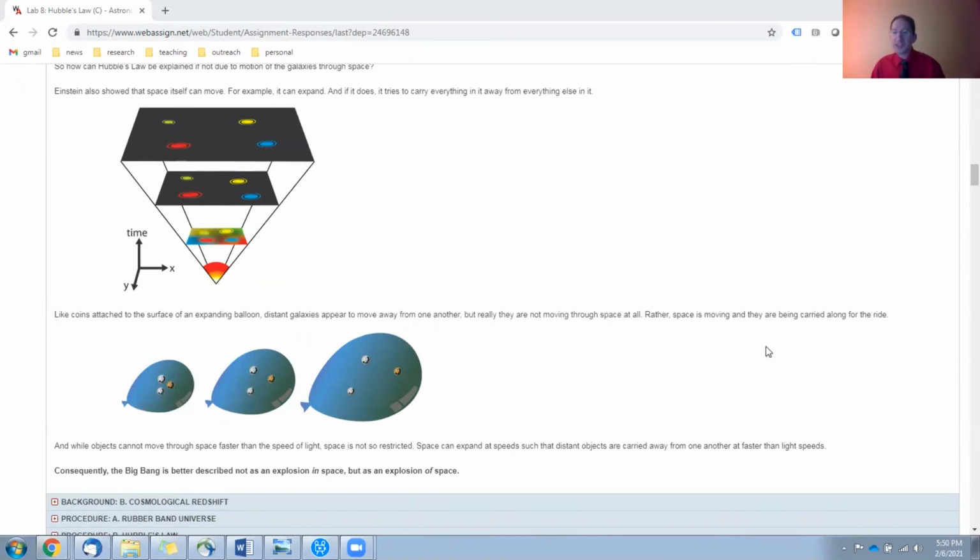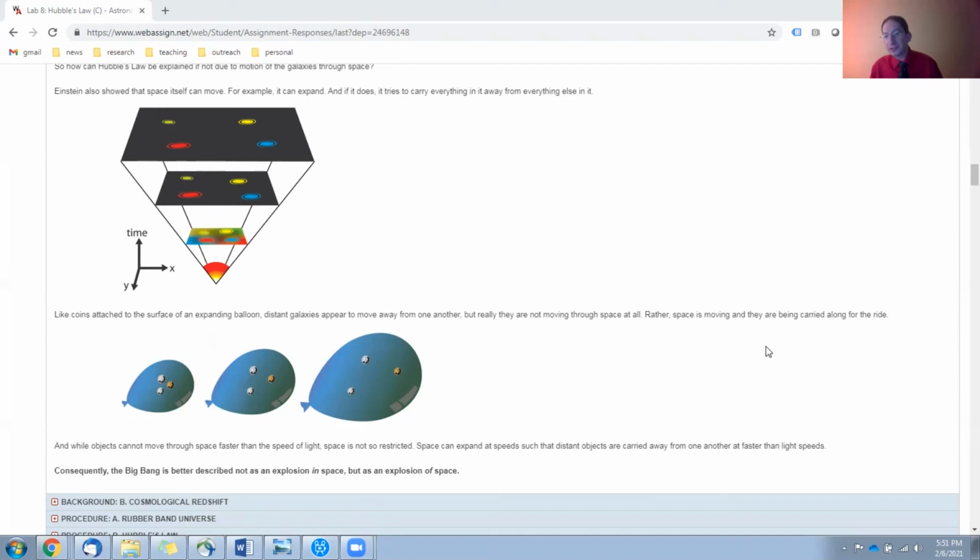So whether space is infinite in extent or if it wraps around upon itself and is finite, you can explain the expansion of the universe as an expansion of space instead of an explosion of material from within space.